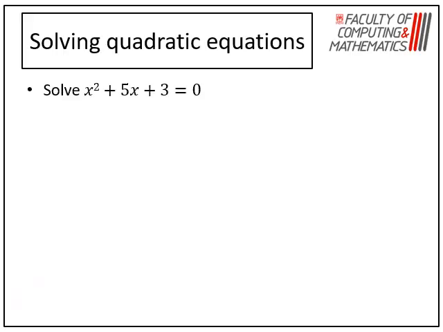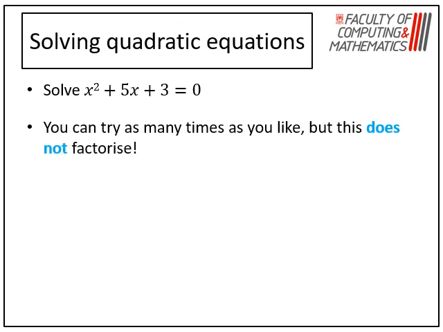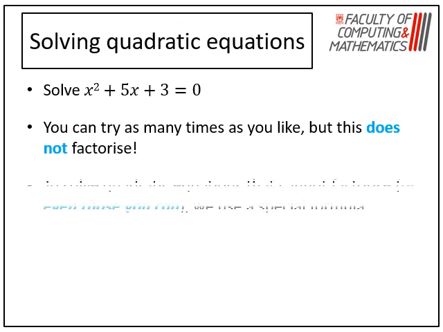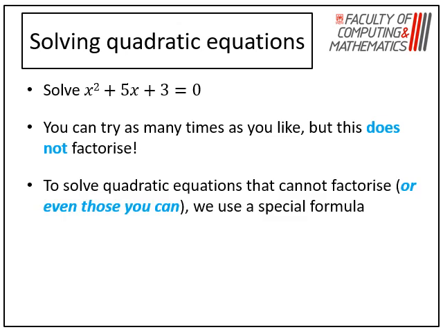If I gave you a scenario, imagine I said to you, solve x squared plus 5x plus 3 is equal to 0. Normally what you would do from here, from your work with quadratic equations, is factorise that, pull apart the brackets, set them equal to 0, and then solve as normal. However, it doesn't matter how many times you do it with that equation on your screen just now, it doesn't factorise. If you solve a quadratic equation that can't be factorised, and even if they can be factorised, we can use a special formula.